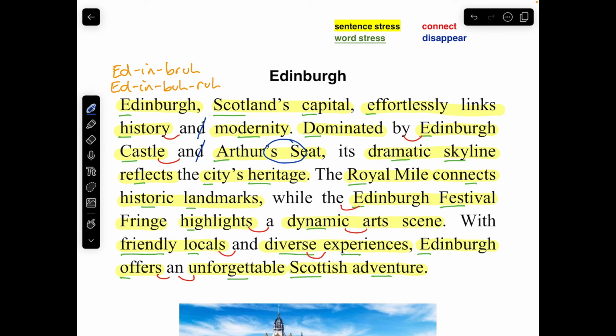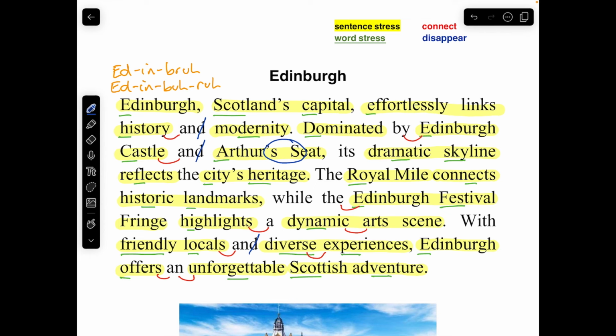With friendly locals and diverse, again we have this D that we can cut, and diverse, okay? 2 D sounds would become 1 D, but we can actually just cut that D in the word and. So we have, with friendly locals and diverse experiences, Edinburgh offers an unforgettable Scottish adventure.